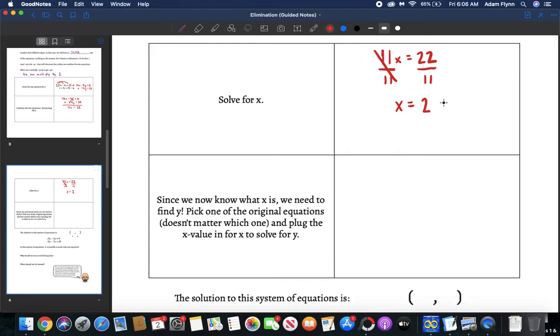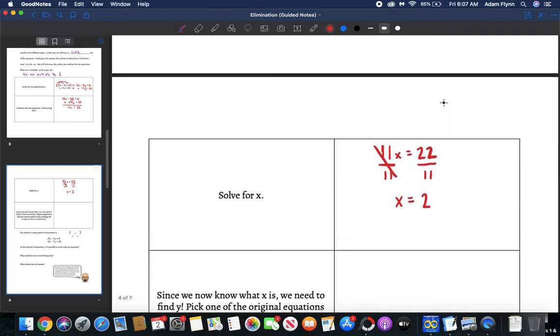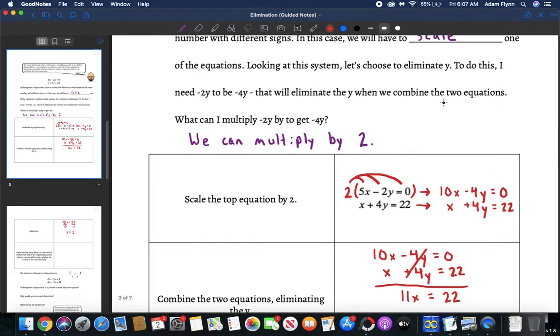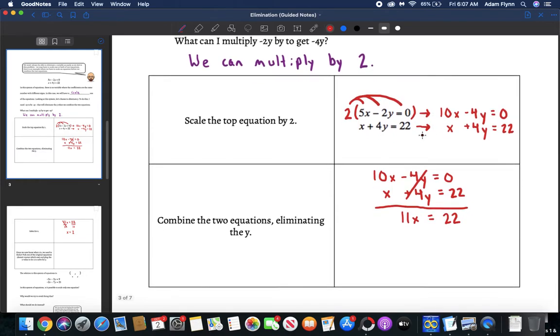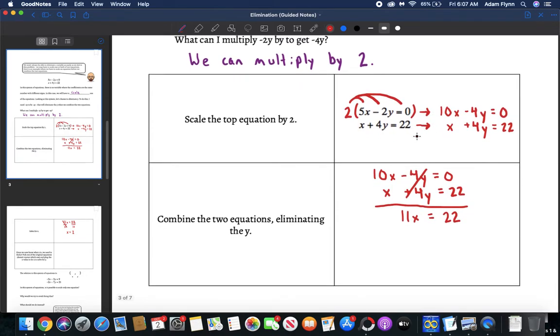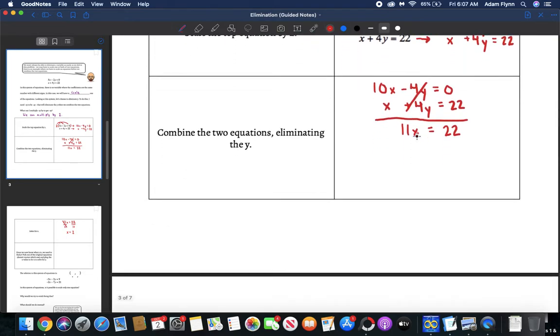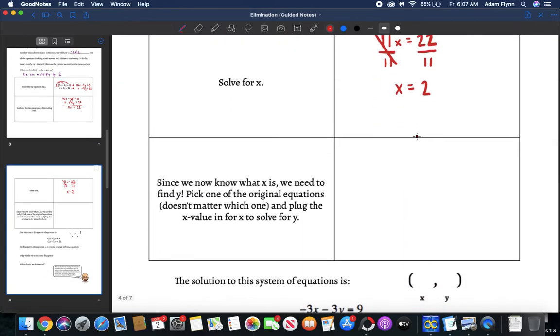So since we now know what x is, we need to find y. So let's go back up and pick one of our original equations, and it doesn't matter which one, and plug the x value in for x to solve for y. So if I scroll all the way up here, I've got 5x minus 2y equals 0. Let's use that one. I could also use the x plus 4y equals 22. In fact, that would be a good exercise to check your answer, to plug it into the top equation and the bottom equation and see if you get the same number. So we'll do 5x minus 2y equals 0.